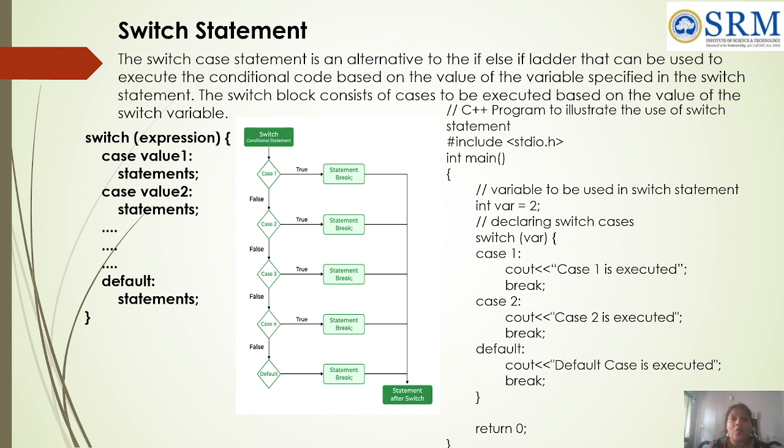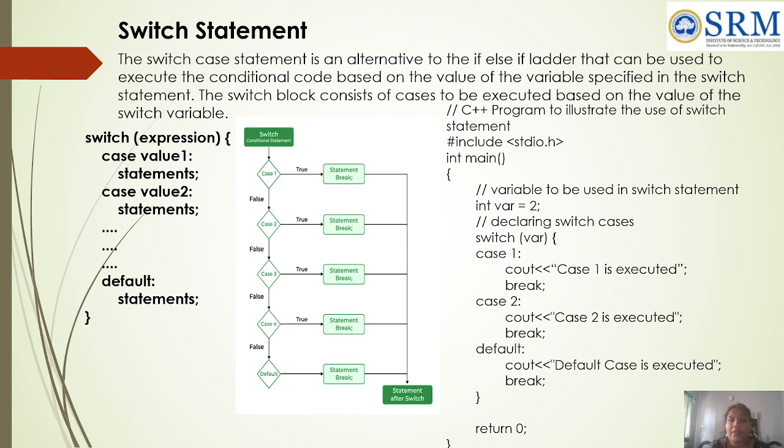Okay. So the switch block consists of cases to be executed based on the value of the switch variable. Here we see the diagrammatical representation where you can see one case. If it is true, it executes that statement and breaks. Breaks means it comes out of the switch. Then it will print the other set of statements. If it is case 2, it goes to that particular statement. So it will check one by one, and then it will break and come out.